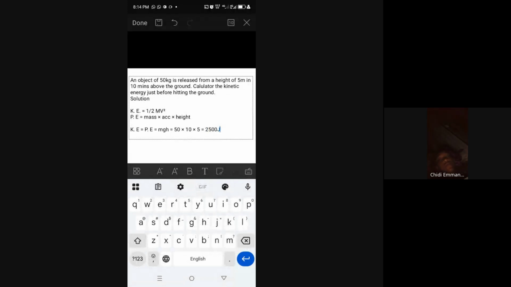So remember that law of conservation of energy. Kinetic energy is equal to potential energy, because you will see many questions in physics that you will need that relationship to be able to solve them. Kinetic energy is equal to potential energy. So I've just solved the question now. It's as simple as this. Any confusion?